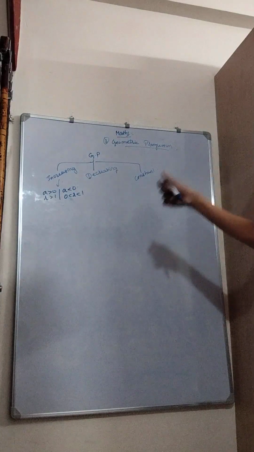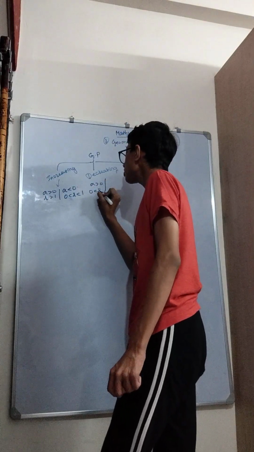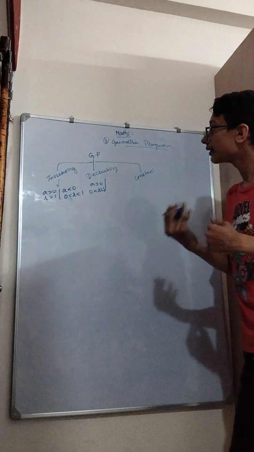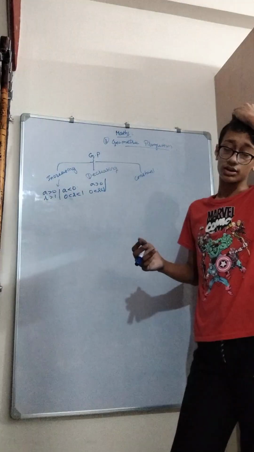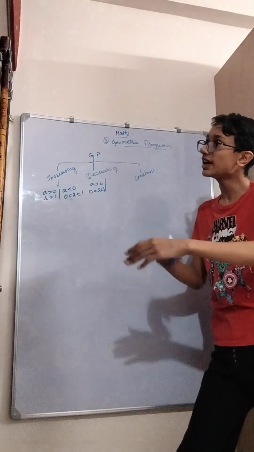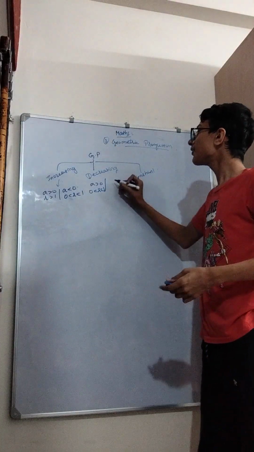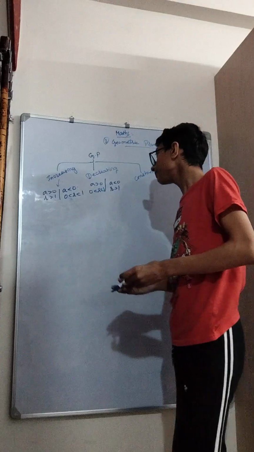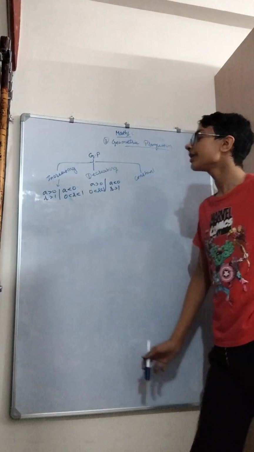And the next one is decreasing GP. If a is greater than 0 and r is between 0 and 1, then the GP will be decreasing, because if you multiply by a decimal number continuously, it will keep decreasing, right? And the same way, if a is less than 0 and r is greater than 1, then you would get a decreasing GP as well.